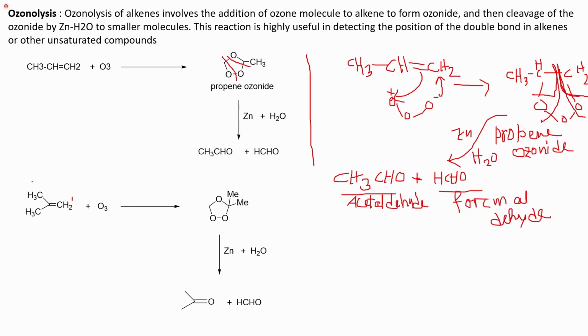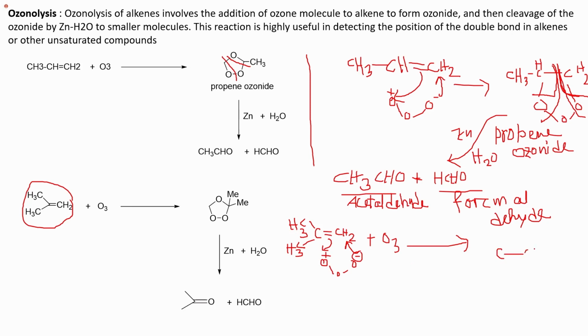Now you have this molecule, CH3, C double bond CH2, with CH3 and CH3. If you do the ozonolysis of this one, what ozonide will form? The same way, O minus, O plus. This O minus will attack that carbon, and this carbon will come and attack here. Now what you are generating is a C and a CH2 molecule.